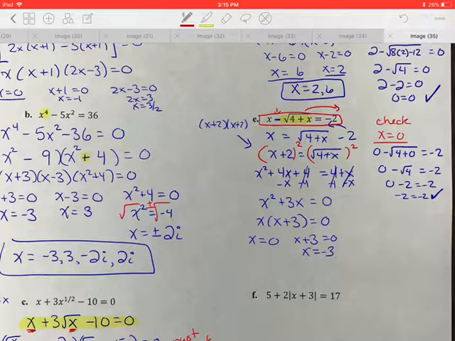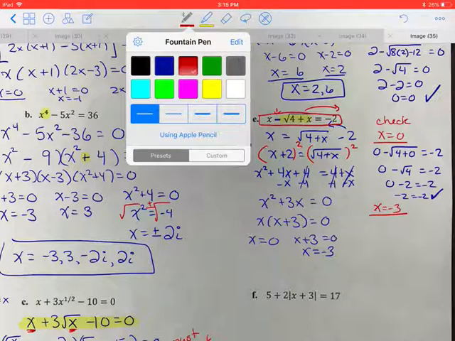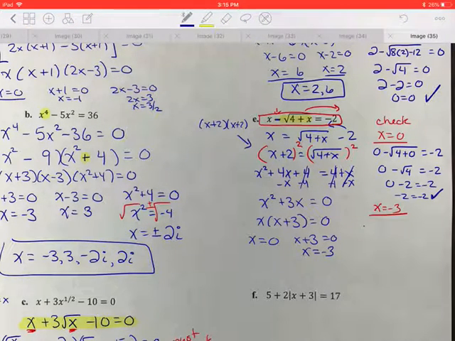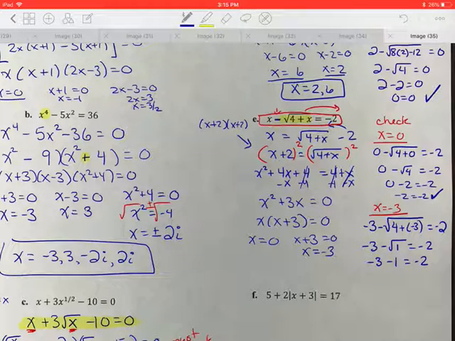All right, so I got to check my other one. x equals -3. So I go back up to my original. Everywhere I have an x, I'm going to put a -3. So that'll be -3 minus the square root of 4 plus -3, all equal to -2. Now if I clean up that square root, I just get a 1 under there. So I end up with -3 minus 1 equals -2. Well, -3 minus 1 equals -4. So those are not equal. So that means that answer gets thrown out, and I just keep my answer of x equals 0.